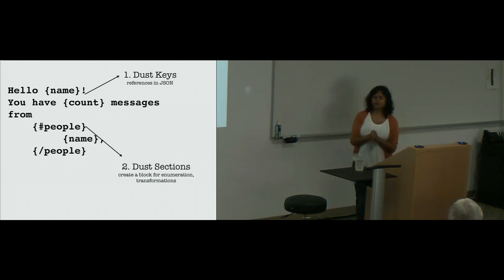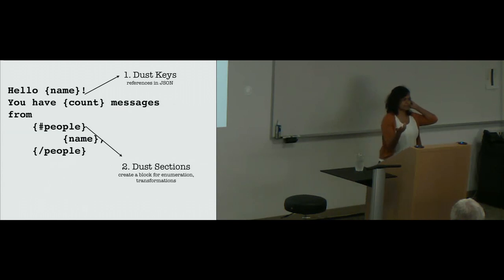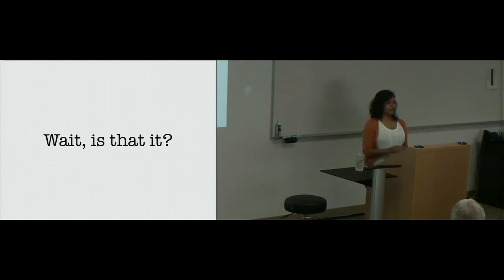In most trivial use cases, you can create pages and render stuff just using these two things. References to the JSON, and then sections that loop over and iterate and enumerate a list of people. Like in a profile, you can have a list of groups, list of connections, list of companies, everything. This is a basic data structure, right? And then you loop, and then iterate, and then print. Done. But wait, is that it?